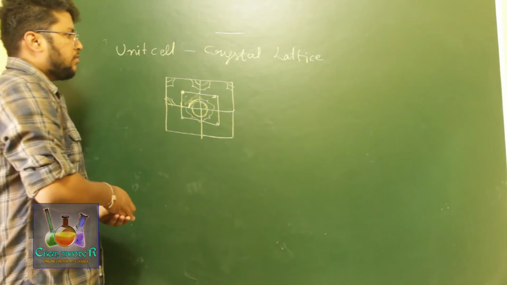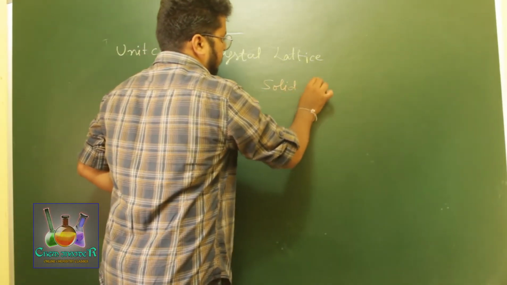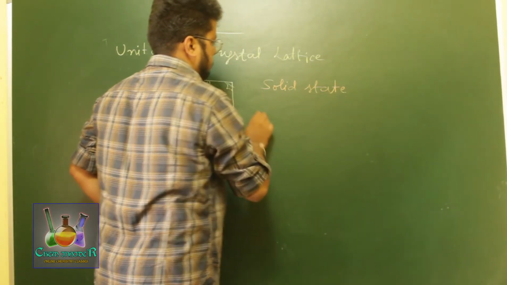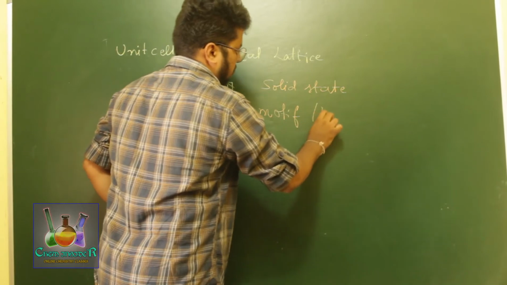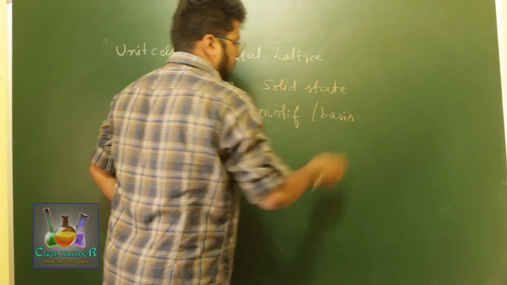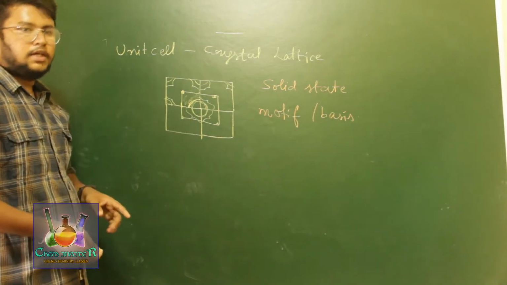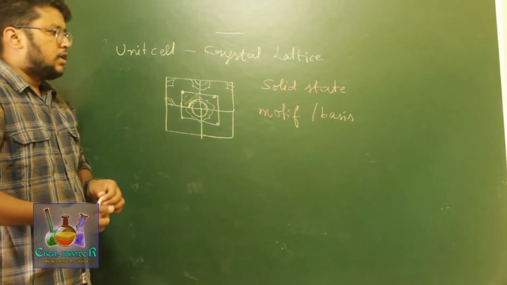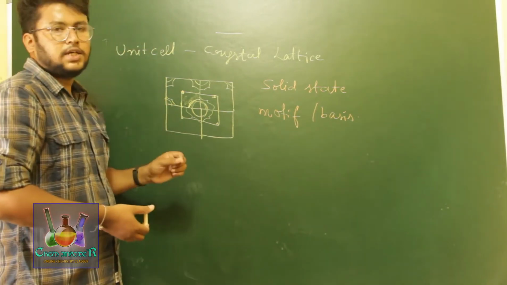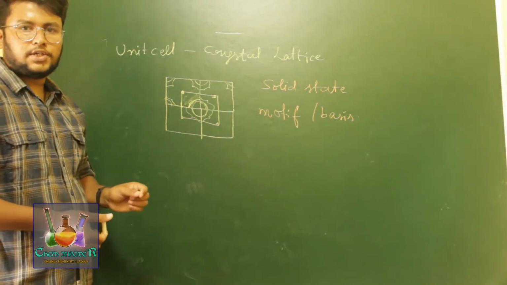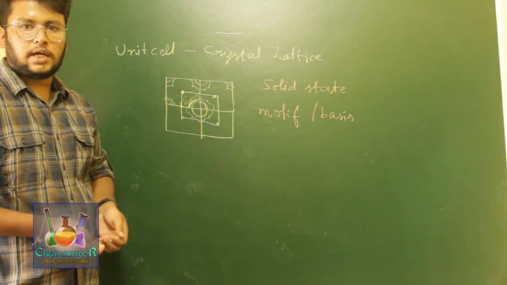This, in our solid state chapter, we call motifs or bases. We call them motif or basis. That is a point on which the complete tiles are arranged. In case of solid state, a motif or basis is a point on which unit cells are arranged in 3 dimensions to generate the respective crystal lattice.